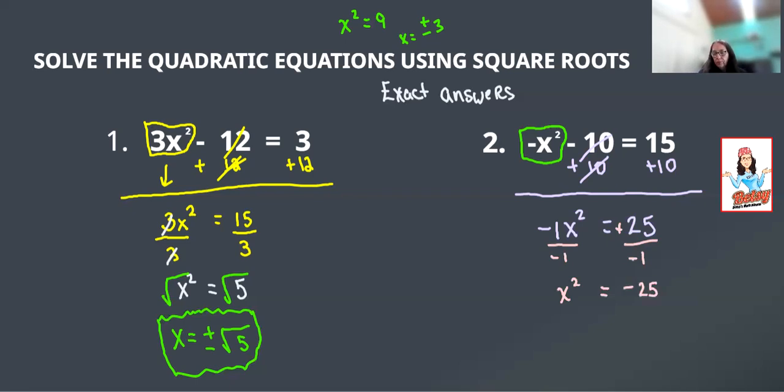Let's take a look here. If I want to know what times itself is negative 25, there's nothing, because we know a negative times a negative is a positive, and a positive times a positive is a positive. So we're not going to get a real answer here. There's no real solutions. There's nothing that will multiply by itself that equals a negative number on our real number line.